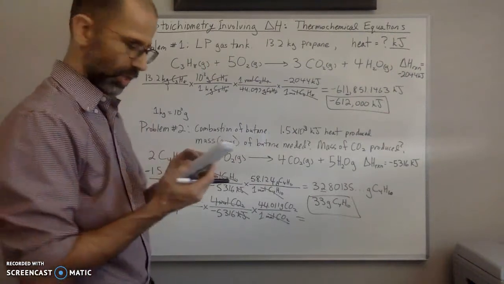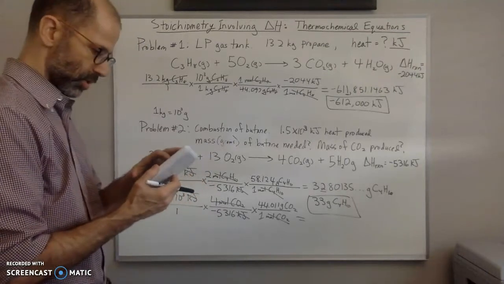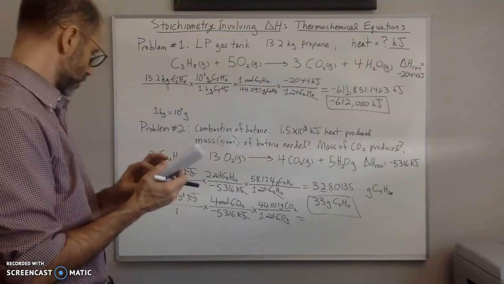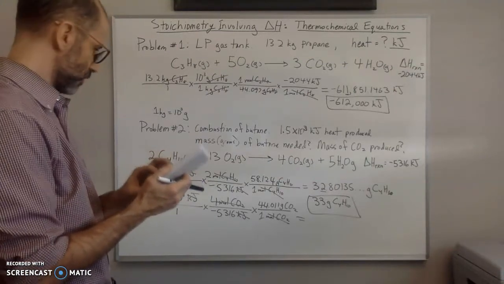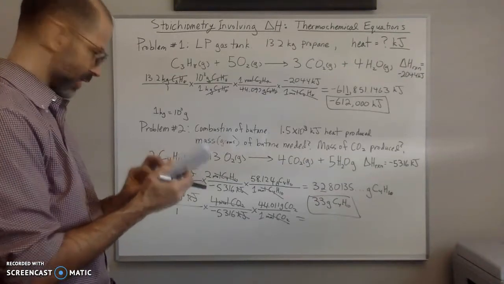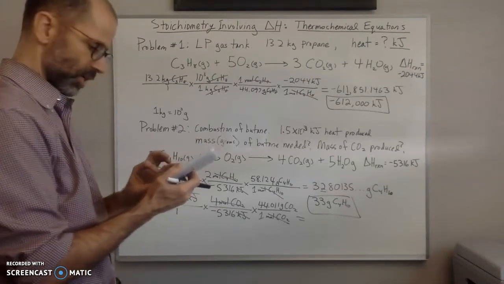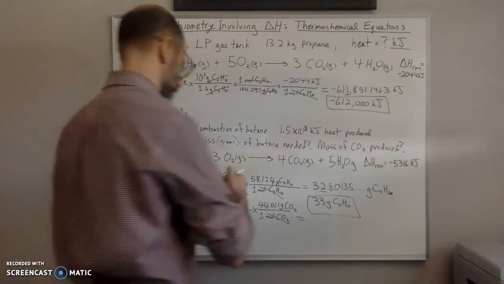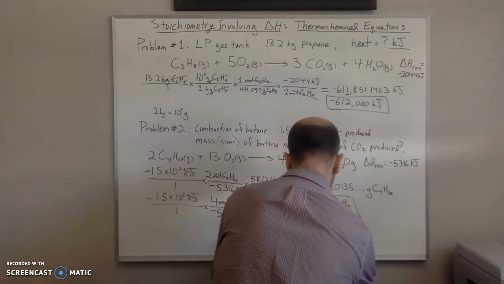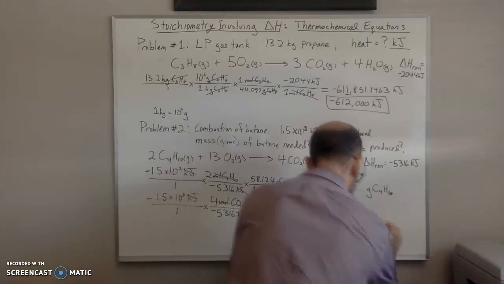And so now I can calculate that. Let's calculate this quickly. It's going to be negative 1.5 times 10 to the third times 4 times 44.011, divided by negative 5,316, equals, and that gives me 49.6738 grams of carbon dioxide.